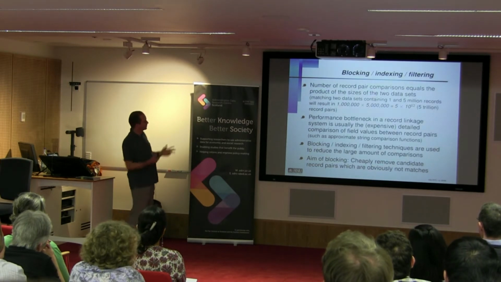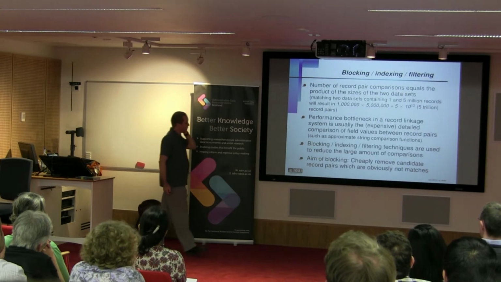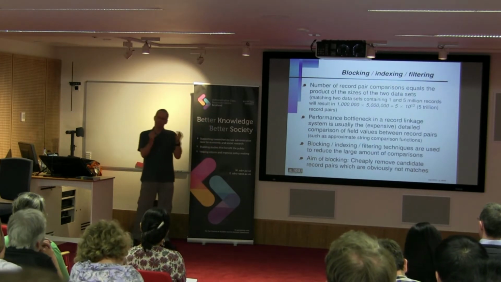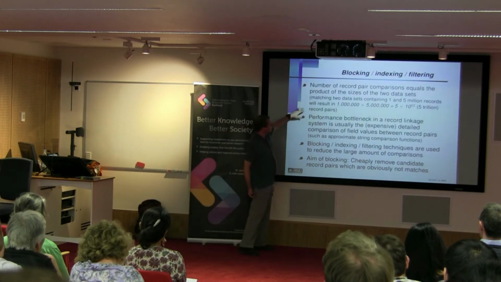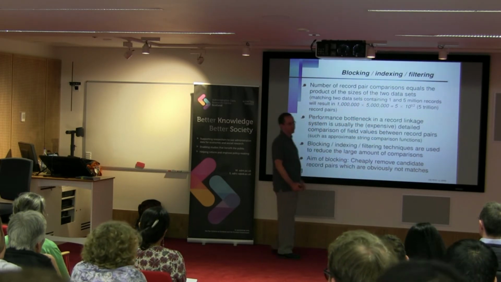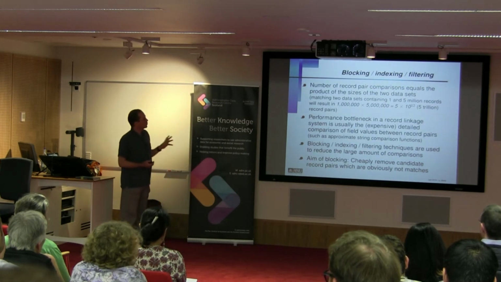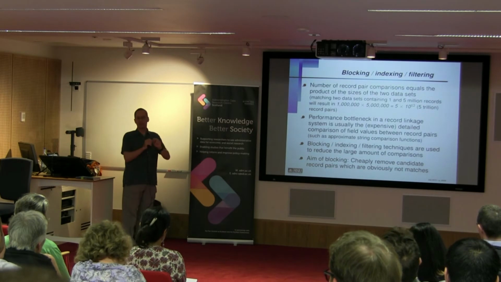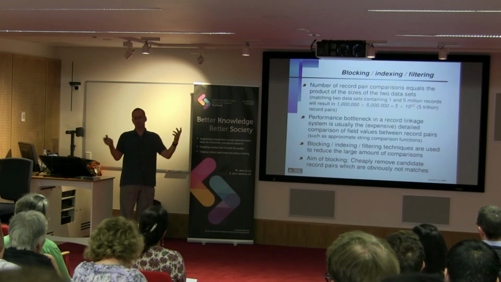I don't know what the comparison is, but it's what we call a very imbalanced problem. And the performance bottleneck in record linkage is often the detailed comparison. Right? So it might take only a thousandth of a second to compare one pair. But if you have to compare 12 trillion, it's still going to take a long time. So the aim of blocking or indexing is to not compare records which are never going to be the same person. So records which are completely different.